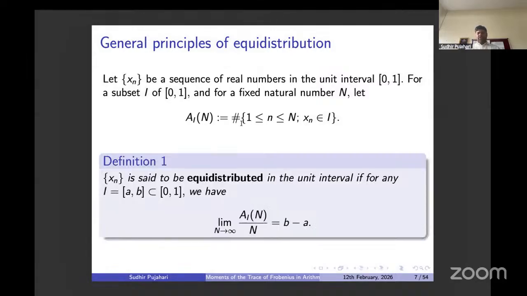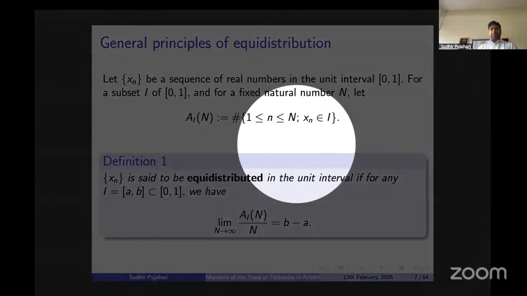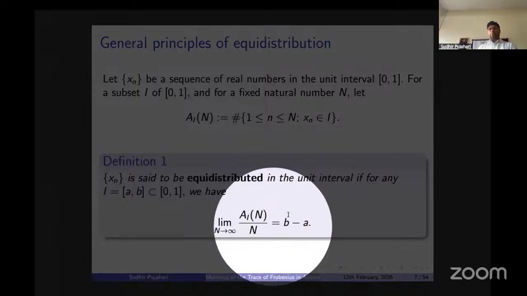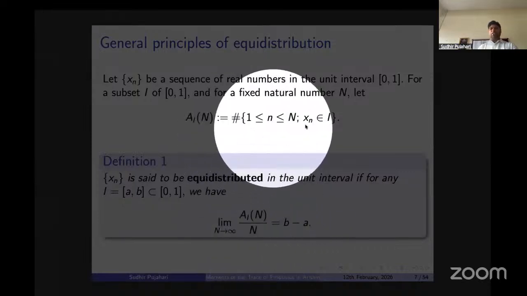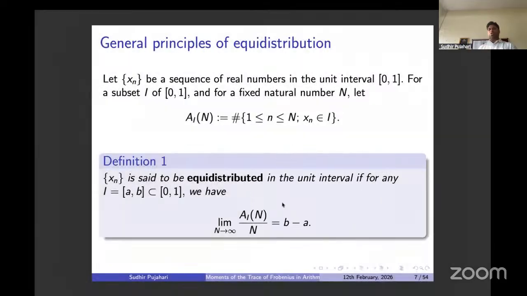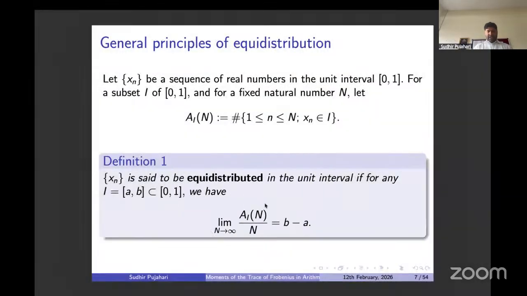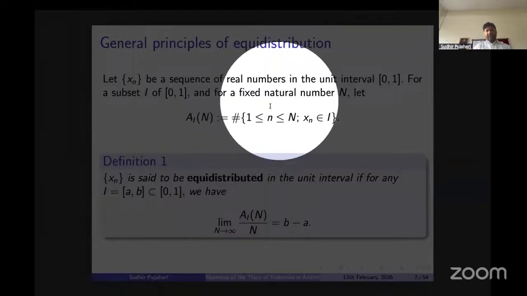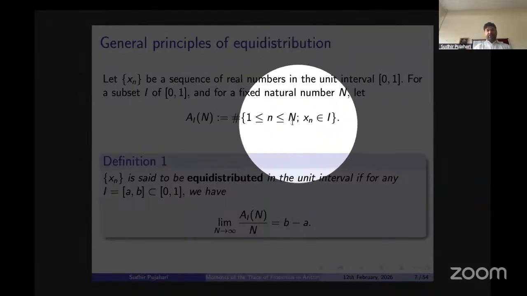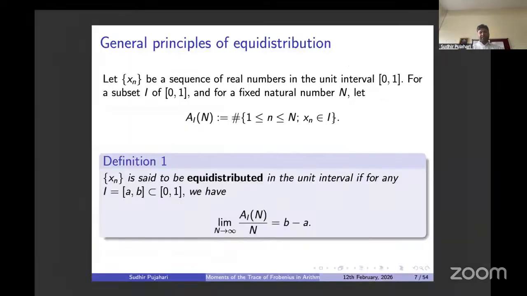With this notation, we say a sequence x_n is equidistributed in the unit interval. Many people also call it uniform distribution. If for any subinterval I, the limit as N tends to infinity of A(I,N) over N, where A(I,N) is some counting happening, which we'll keep in mind, equals on the right hand side the length of the interval, b minus a. This is precisely the length of the interval I. And what is A(I,N)? We are counting the number of elements of the sequence x_n with index less than capital N such that x_n belongs to I.